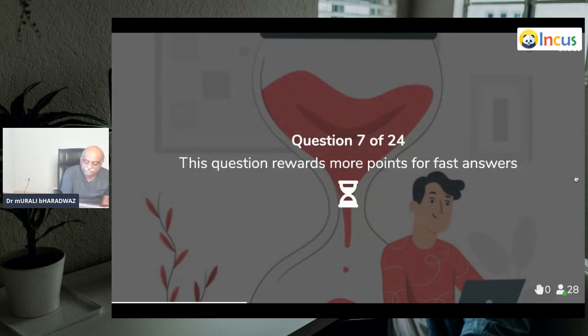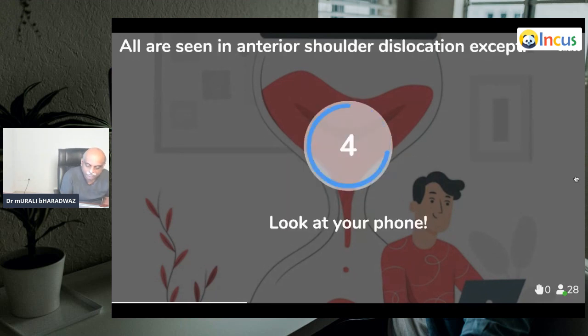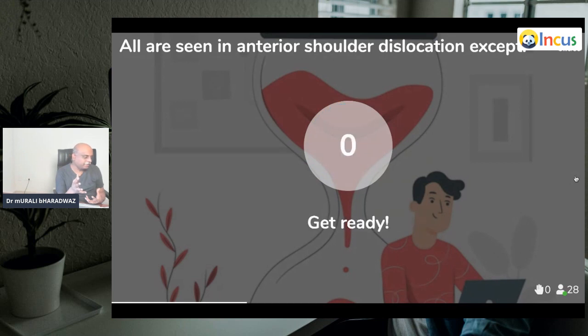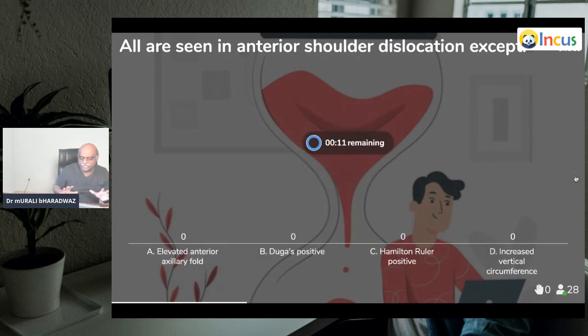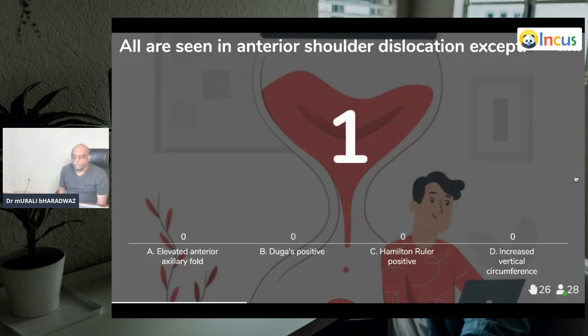Question number 7. In the anterior dislocation of the shoulder, you see all these things except, punch your answer. Anterior dislocation.